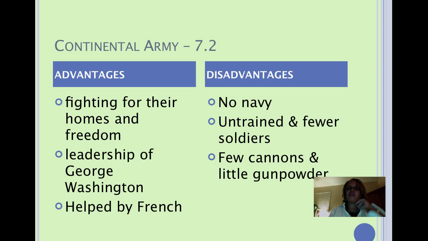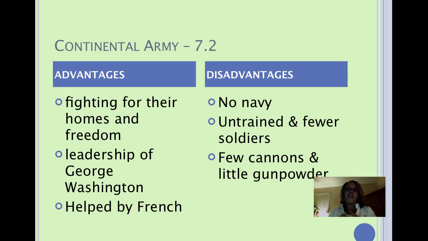So now let's talk about advantages and disadvantages. We're going to start with the Continental Army. Advantages, first of all, they were fighting for their homes and their freedom. So think about it. The British were not necessarily, it wasn't on their own turf. The colonists were fighting for their own personal individual independence. So it was a much more personal fight than for the British. They had great leadership of George Washington, who was an experienced soldier in battle, experienced general. He was a strong leader for the Continental Army.